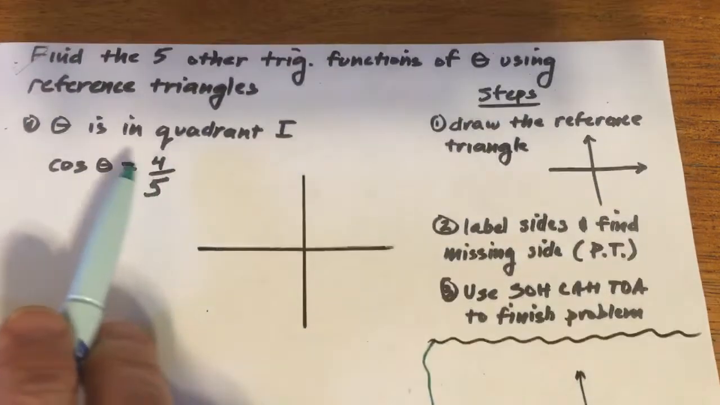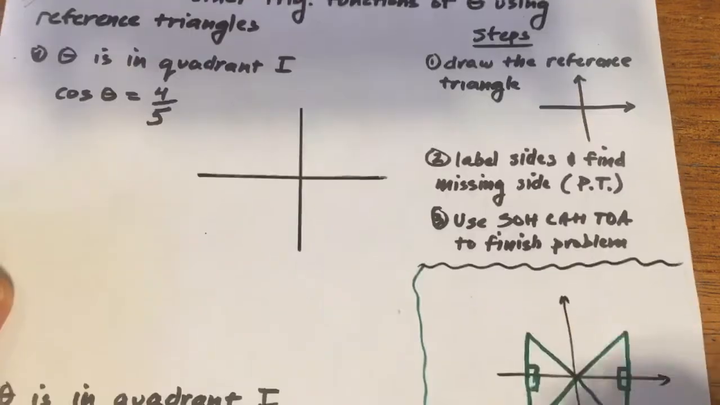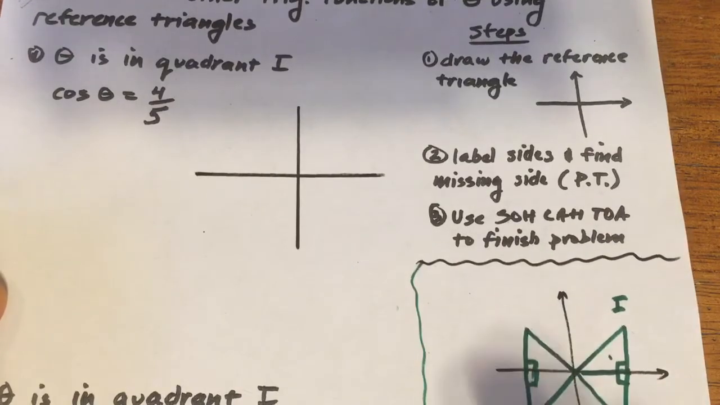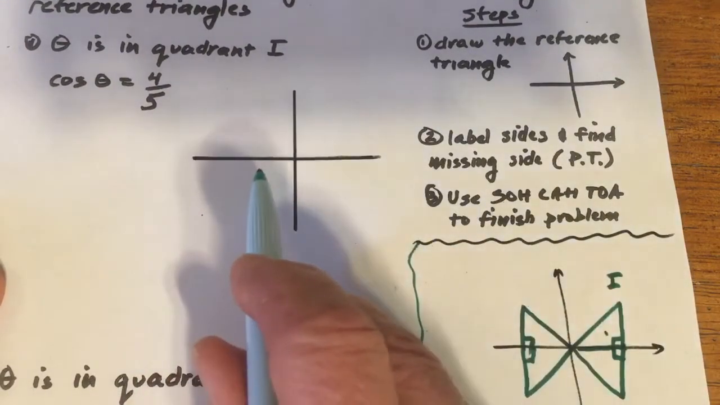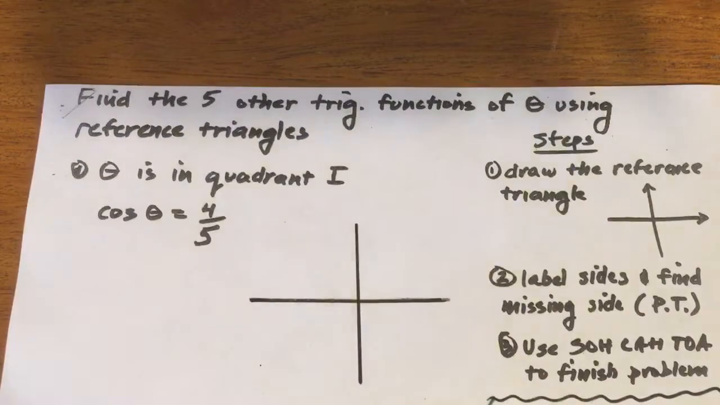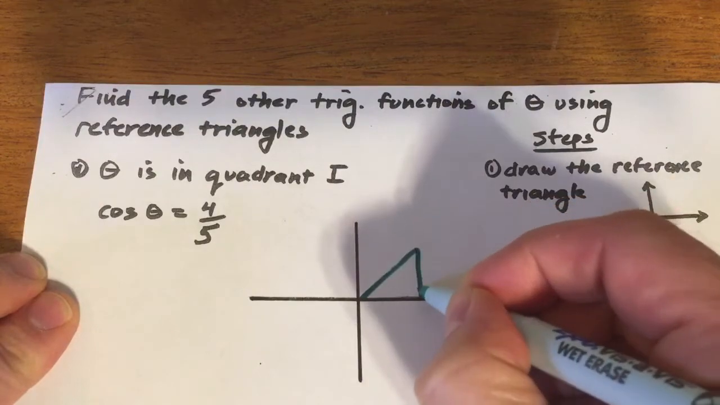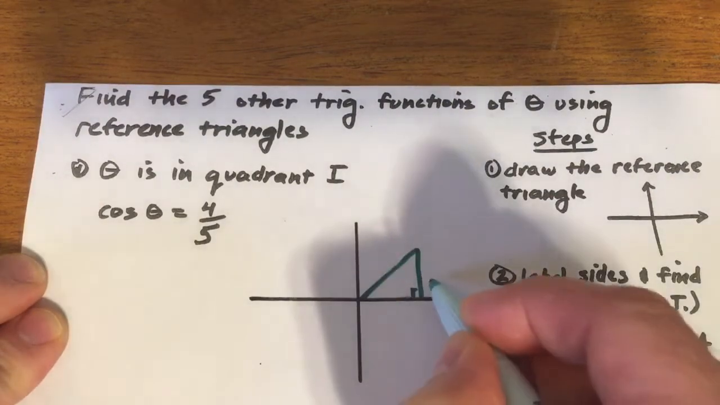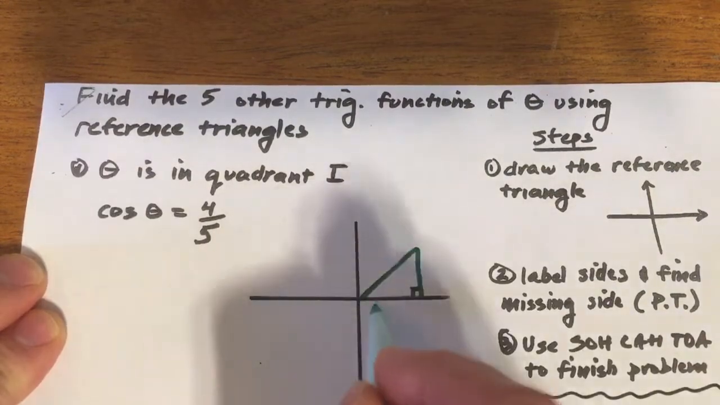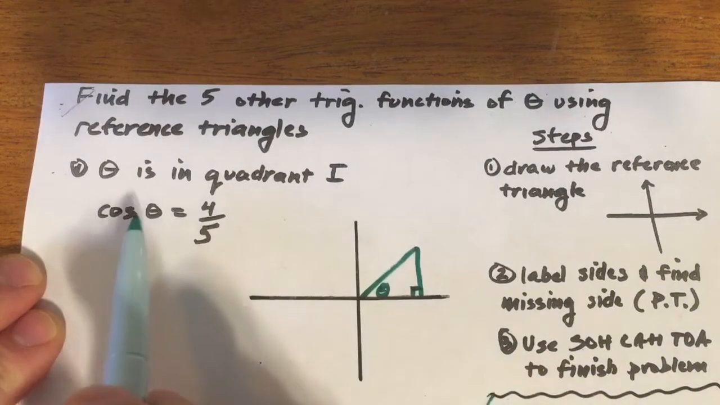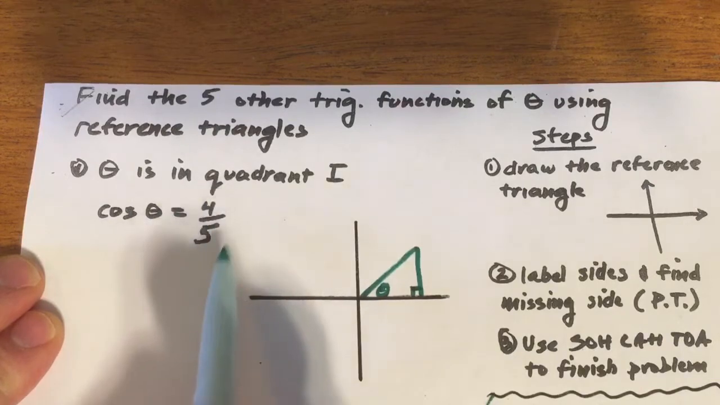Because our problem up here says quadrant number one, we're going to use this triangle that's in quadrant number one right there. So let's go ahead and draw that triangle in on our diagram. There we go. Now, where's the angle theta? The angle theta is right there. They tell us that cosine of theta is 4/5.